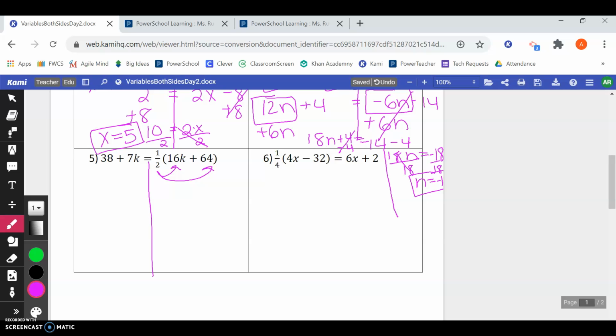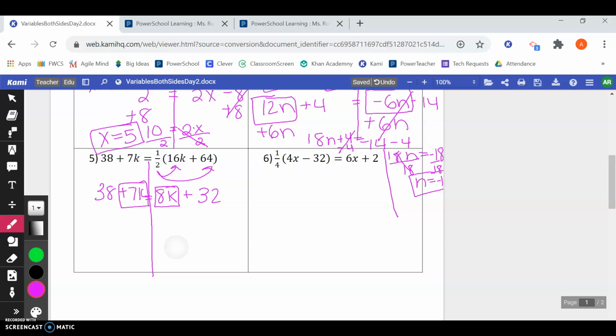So half of 16 is going to be 8. So I got my K. Plus half of 64 is going to be 32. Or I could have divided each of these by 2, because 16 divided by 2 is 8. 64 divided by 2 is 32. And on the left, I still have the same thing. So 38 plus 7K. And I notice that I have K's on both sides.